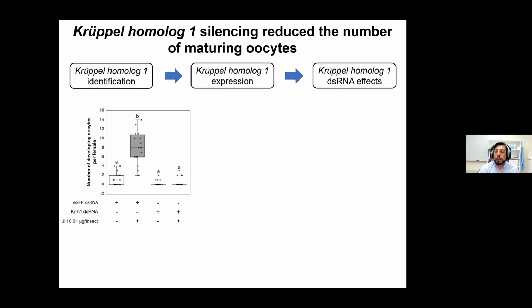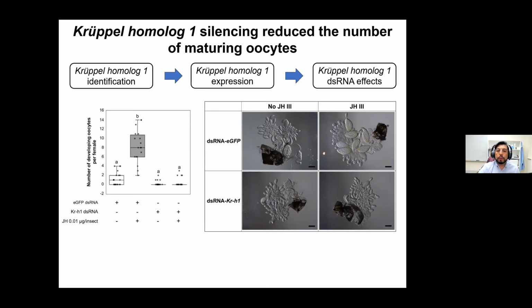I followed almost the same protocol that I did for vitellogenin. We dissected those females, and we observed that the control females had a higher amount of mature oocytes, while in the females fed with the double strand of Krüppel, we did not find any mature oocytes, or the number was really low.